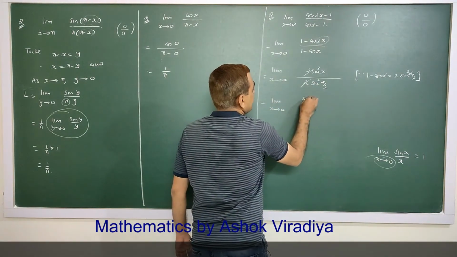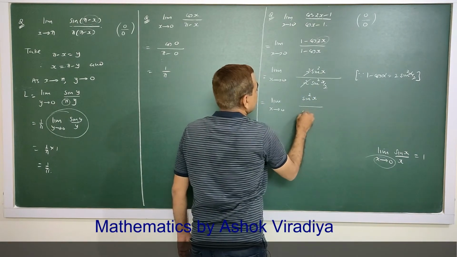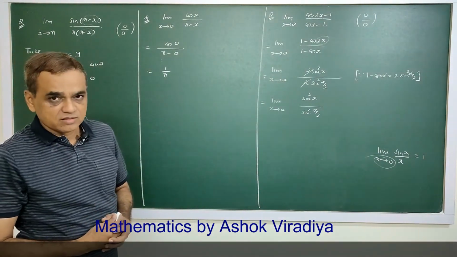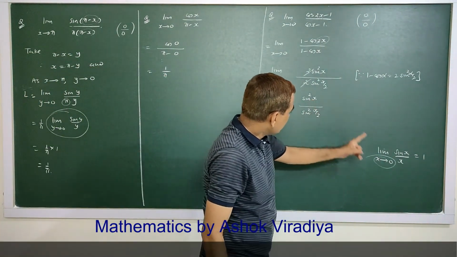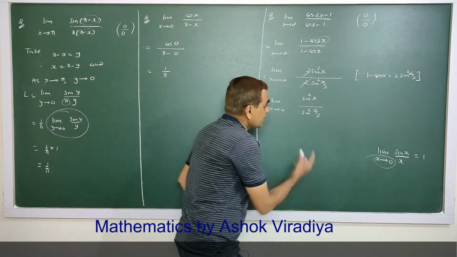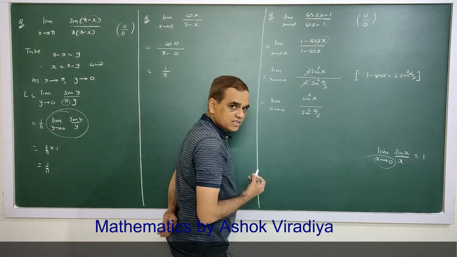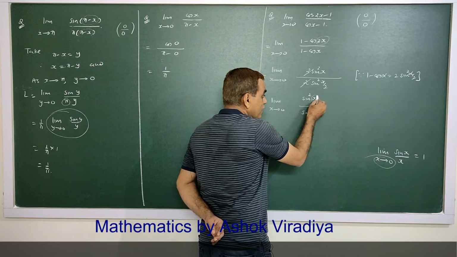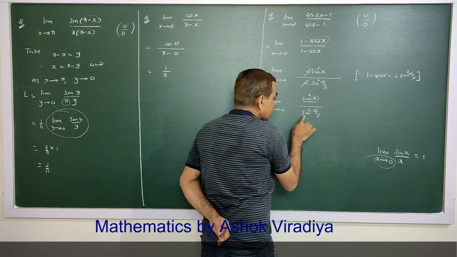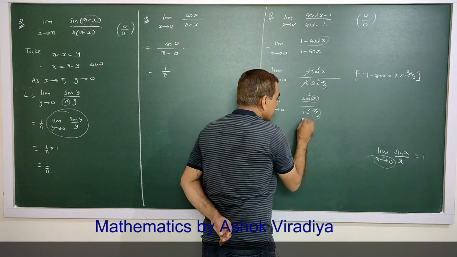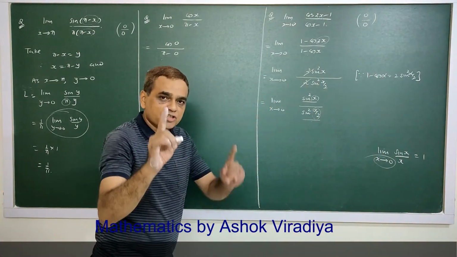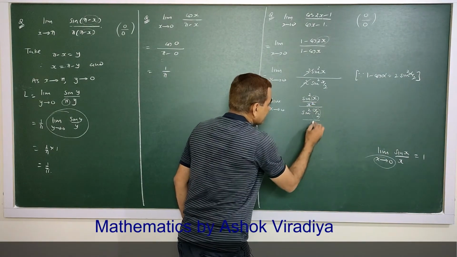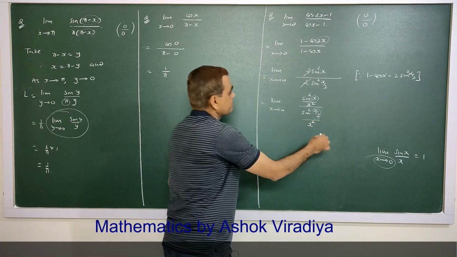Now this is sine square x upon sine square x by 2. Now we can convert this into this form. Here sine square is given, and here also sine square is given. So we need the square of this number in the denominator. Here also we need the square of this number in the denominator. So first of all, what do I do? I divide numerator and denominator by x square.